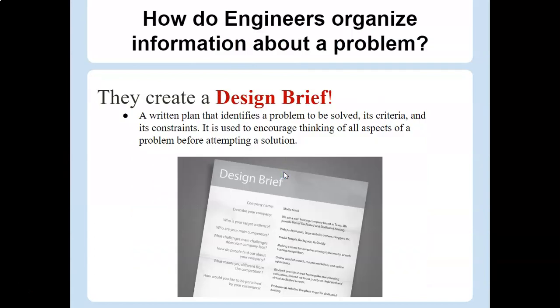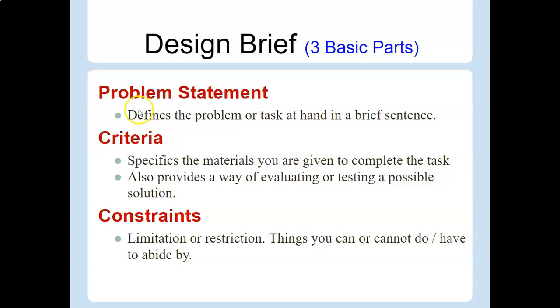So in this same stage, there's several little things that you do. One of them is creating what's called a design brief. So this is a written plan that identifies a problem to be solved, its criteria, and its constraints. So it's used to encourage thinkers to think of all aspects of the problem before attempting a solution. Okay, so a problem statement defines the problem or task at hand in a brief sentence. Sometimes maybe this is a small paragraph. So it's really not a statement, but they just say that.